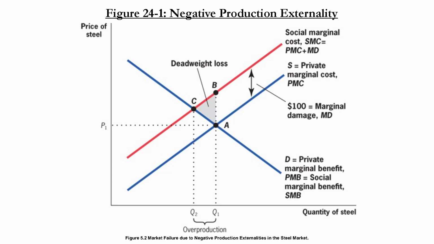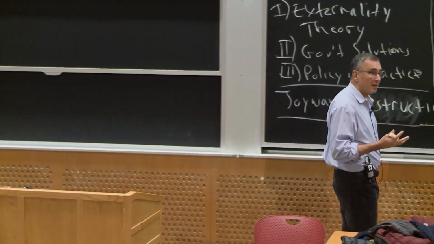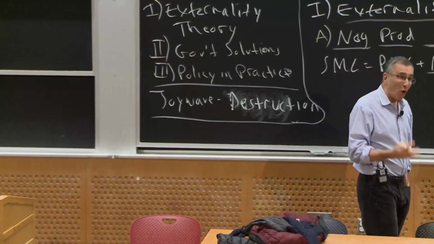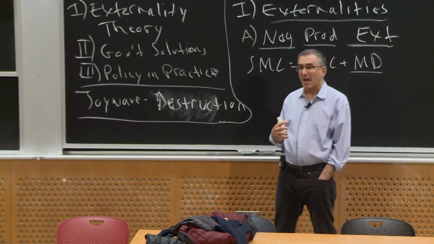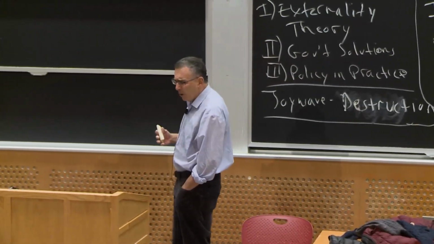So for private welfare, for what the market delivers, this is otherwise a perfectly competitive market, it delivers the outcome at point A. The perfectly competitive market delivers the outcome at point A. With no externalities, that is also the socially optimal outcome. We covered that. That's the first fundamental theorem. But now we say no.